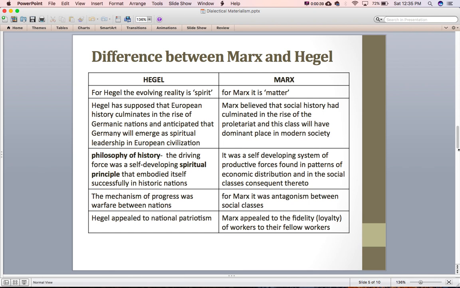Third, Hegel believed in a self-developing spirit principle embodied in historic nations. But for Marx, it was a self-developing system of productive forces on the basis of distribution of economic forces. Fourth, Hegel said the system of progress is based on warfare between the states, but for Marx, it is based on struggle between classes. Lastly, Hegel pleaded for national patriotism to strengthen a nation, but Marx appealed to the workers to unite with fellow workers to strengthen themselves. So these were the major differences between Hegel and Marx.